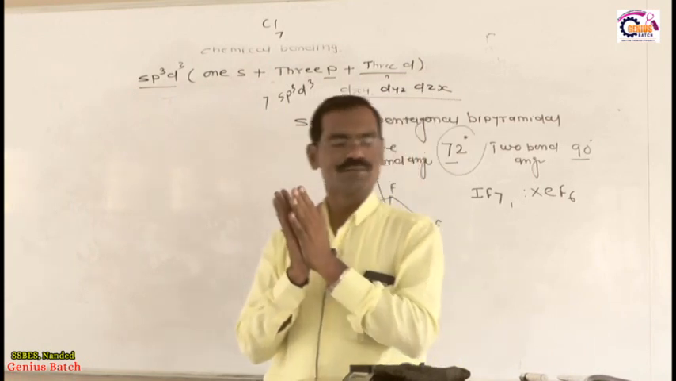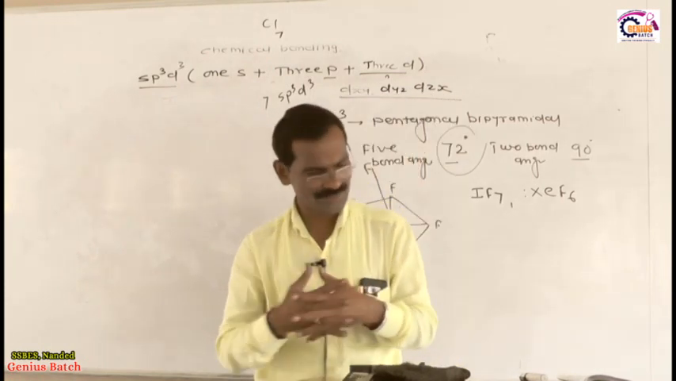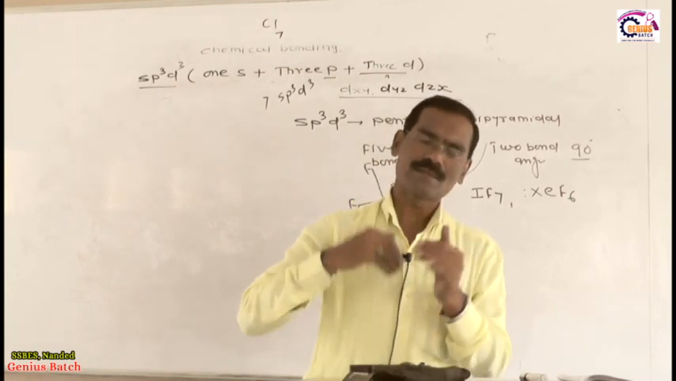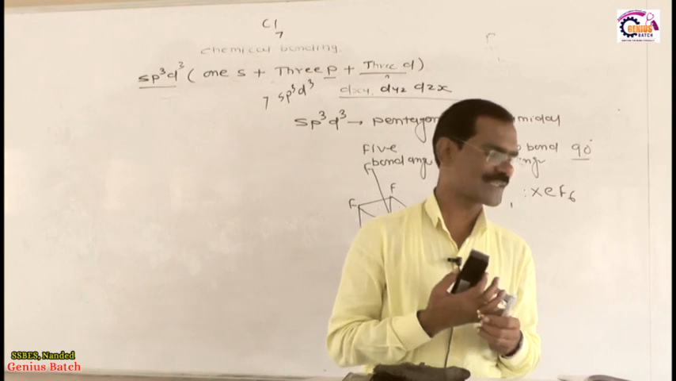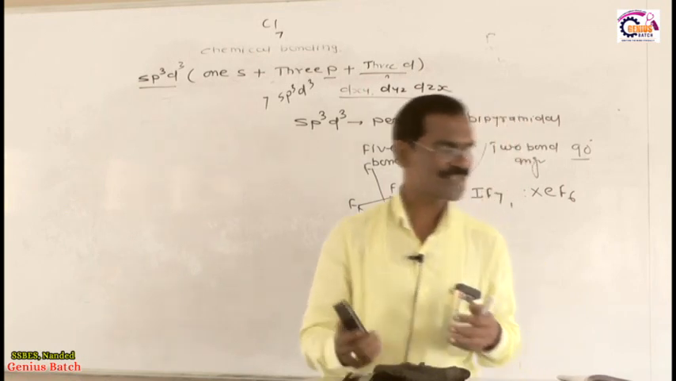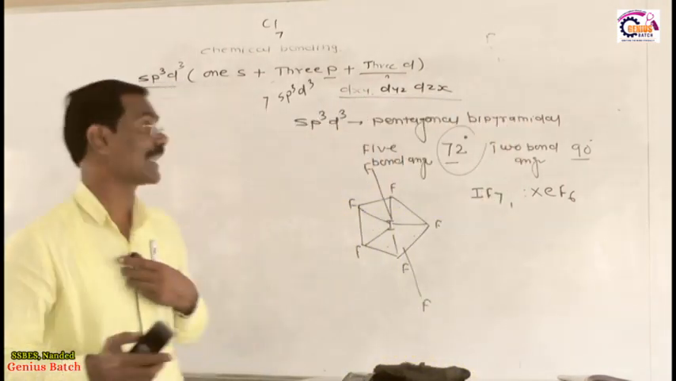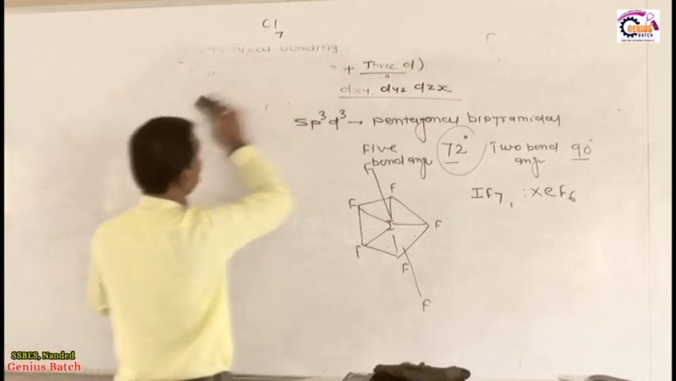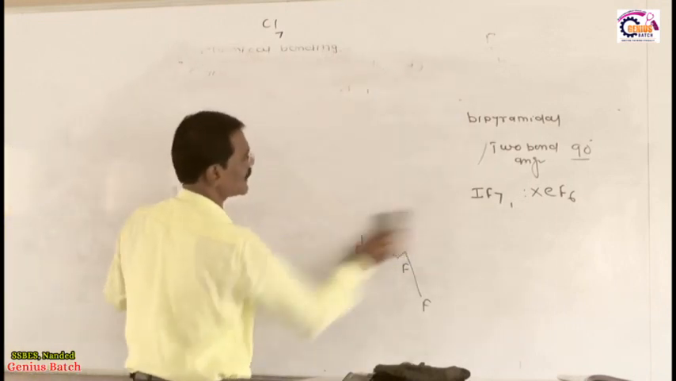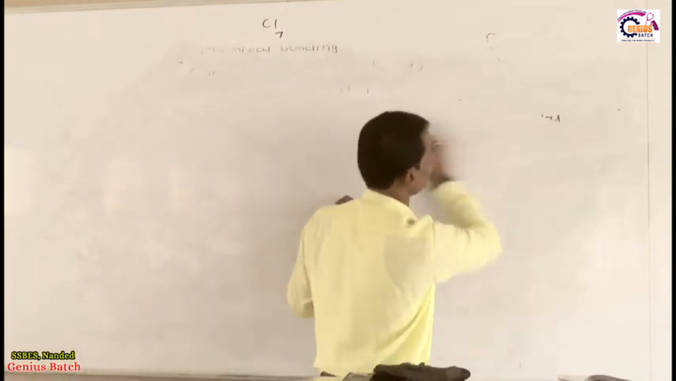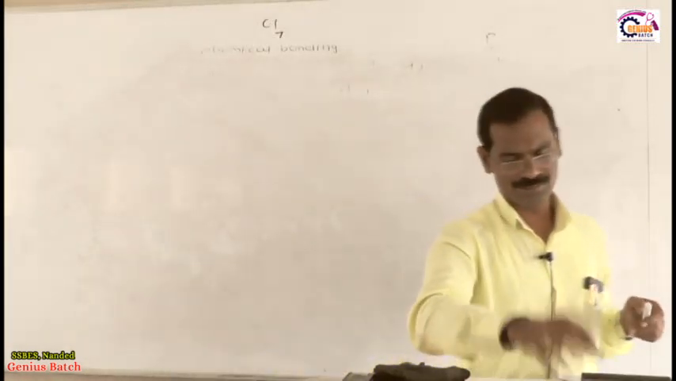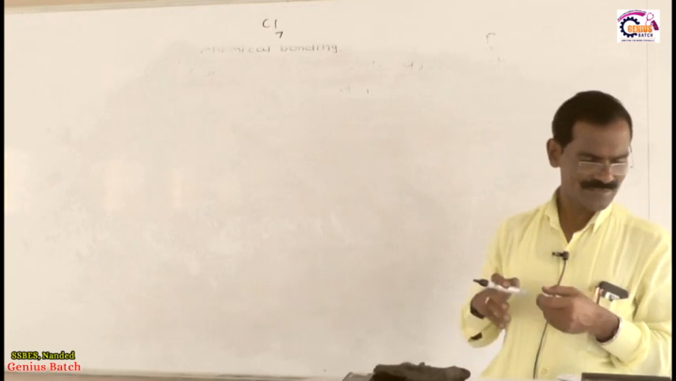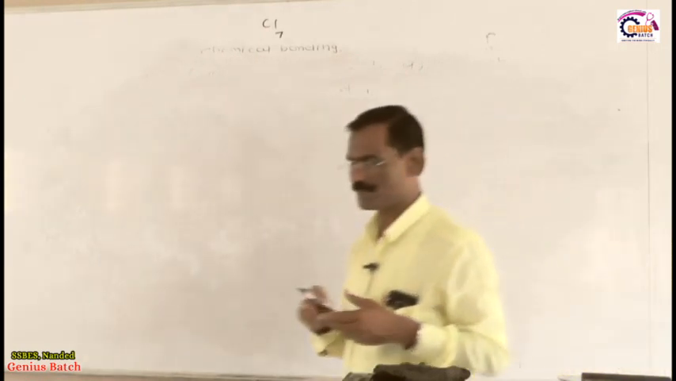Now till now we have completed the hybridization part. Today in this period I am going to discuss with you the next very interesting concept of this topic, which is called the valence shell electron pair repulsion theory. You must be very serious with this. Don't worry, I will explain all the detailed concepts related to this phenomenon. This is called valence shell electron pair repulsion theory.